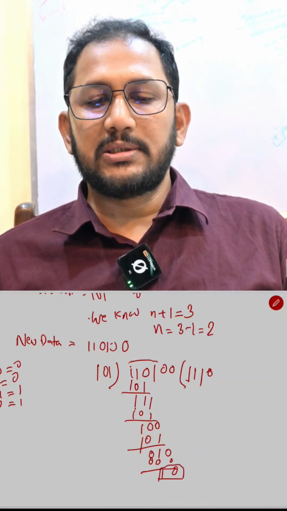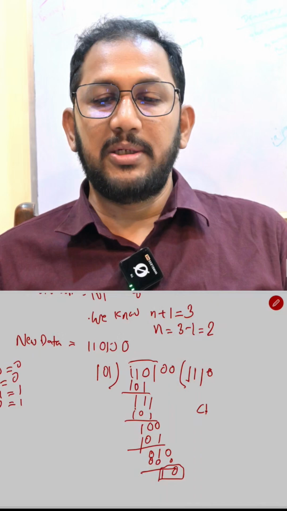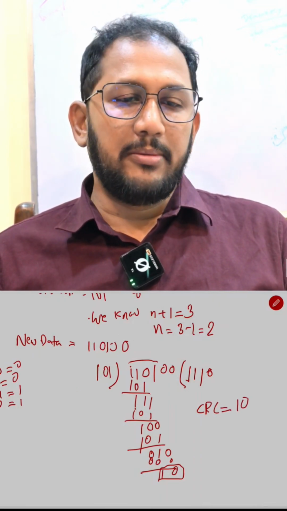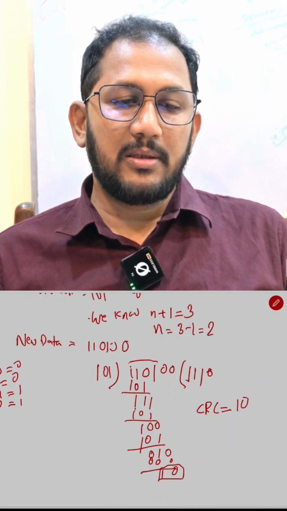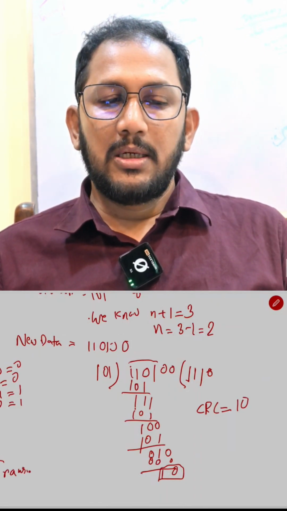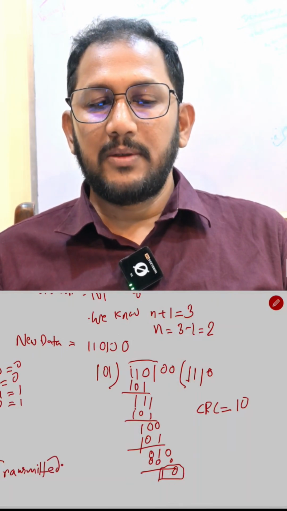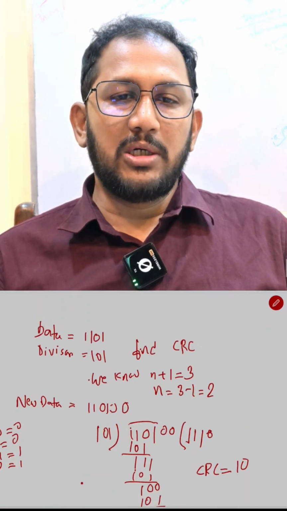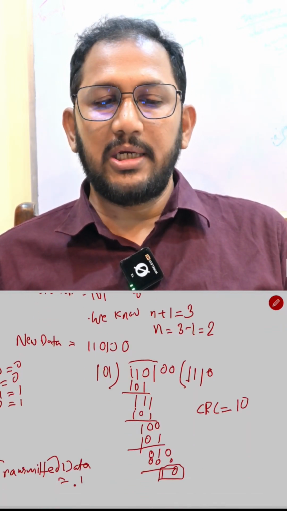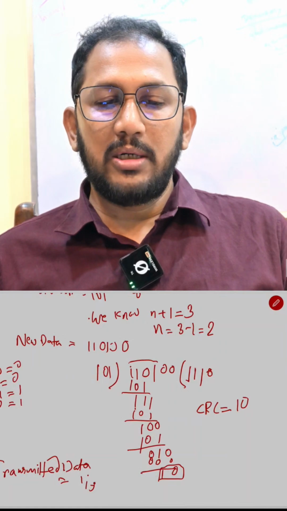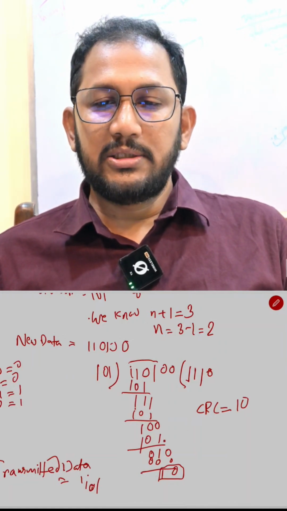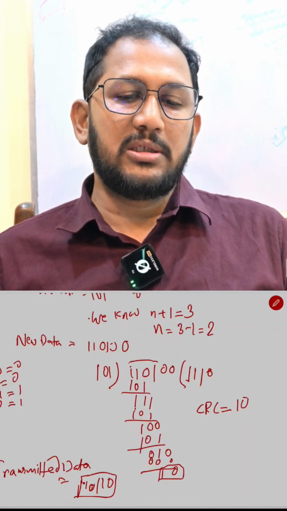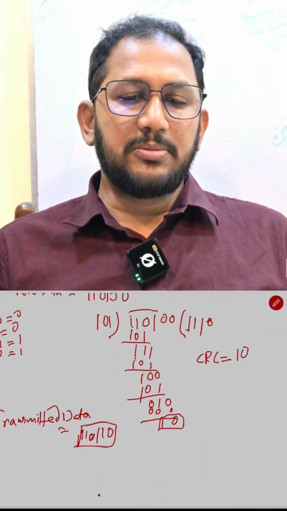And this one is known as the remainder and this is known as the CRC bits. So the CRC bits are 1, 0. So these CRC bits are added to the data bits. So this is the transmitted data. The transmitted data equals the given data 1101 with the CRC added, that is 1101 and the CRC bits 10. So this is the new transmitted data.